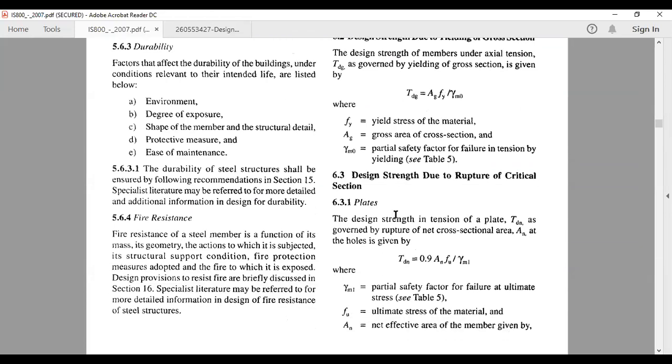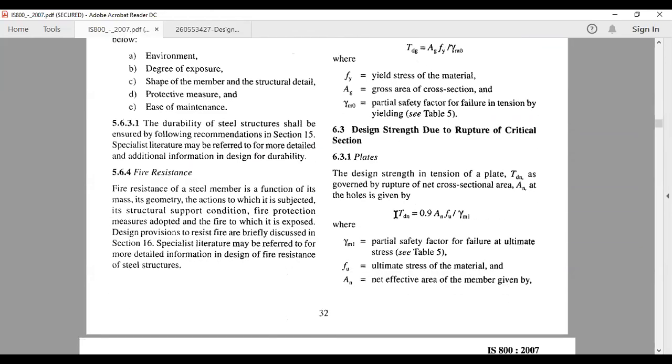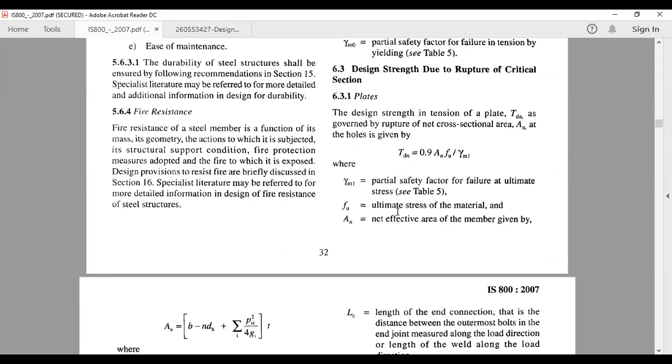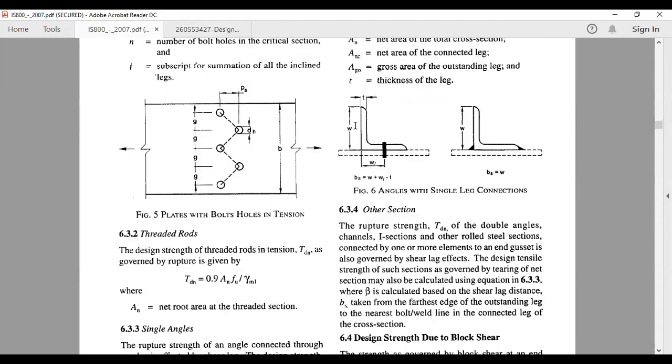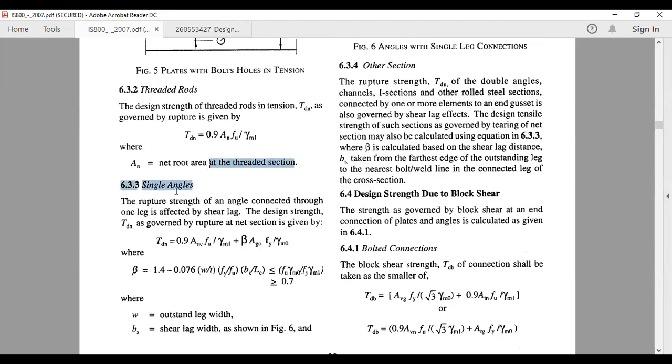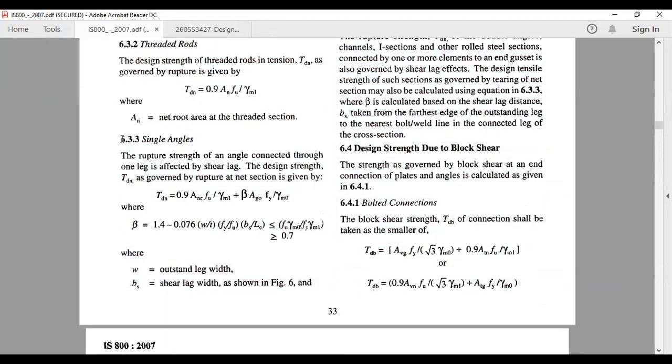Then design due to rupture at critical section. What is given here in 6.3? The first part is for plates, flat plates. Then you move ahead, we have for the angle section, single angle section. It is mentioned for single angle section. If it is a double angle section, simply calculate the strength based on single angle section, then multiply by 2. Or else you can calculate the area considering both angles.